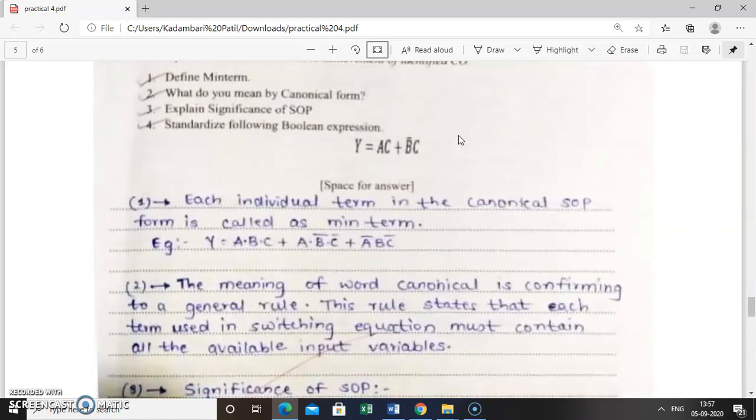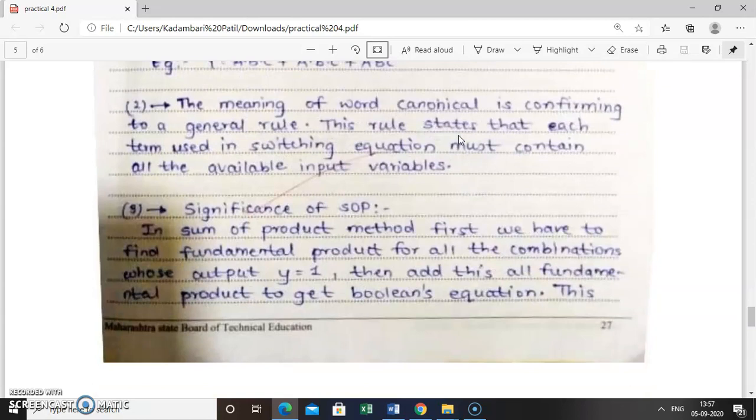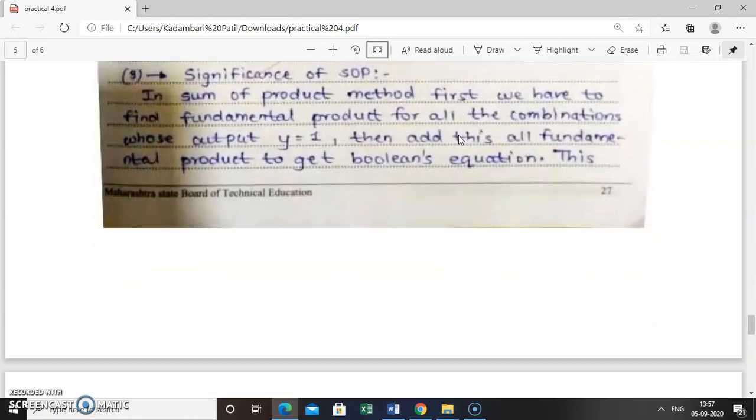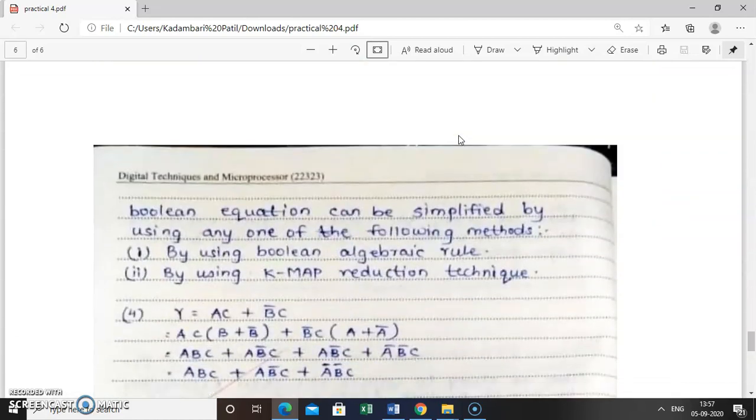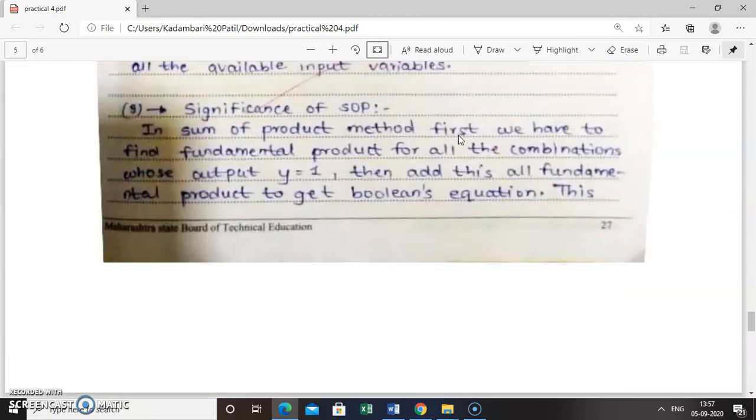What is the significance of SOP? In the sum of products method, first we have to find the fundamental product for all the combinations whose output is Y equals 1. First you have to find where Y equals 1, and then you will get an equation. Then add all these fundamental products to get a Boolean equation. This Boolean equation can be simplified using the algebraic rules or the K-map reduction technique. Okay. So this is the significance of SOP.